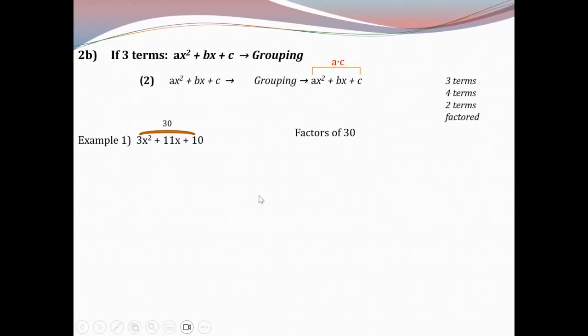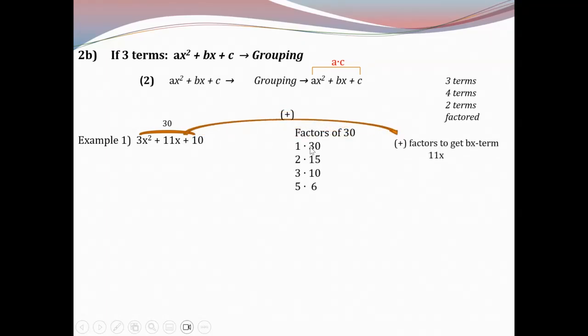Now we're going to get the factors of 30. How can we get 30? 1 times 30, 2 times 15, 3 times 10, 5 times 6. Right? So we're going to add them. So 1 plus 30, right? It gives us 31, 17, 13, and 11. Right? So now the match, right, is 11, right?